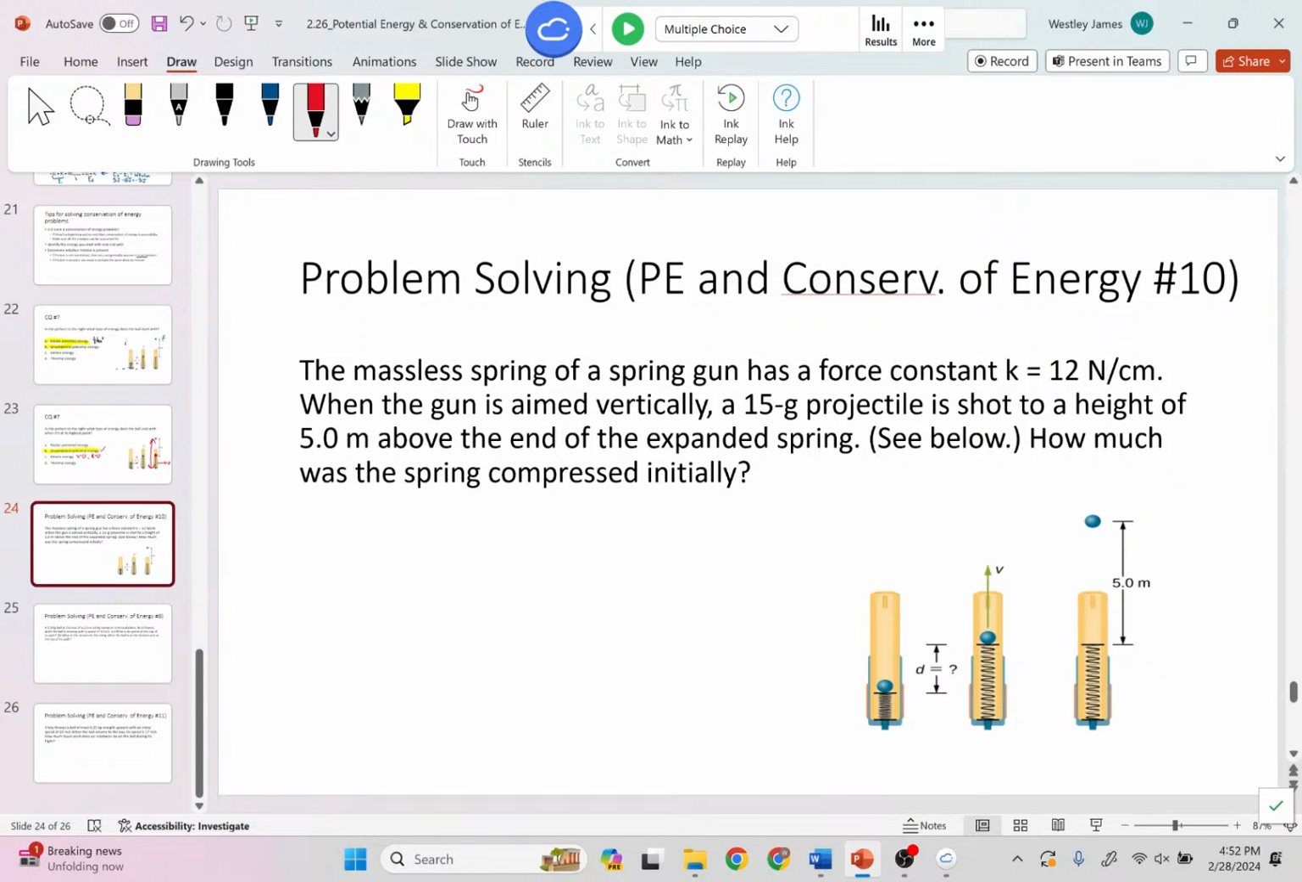So a massless spring of a spring gun has a force constant of K equals 12 newtons per centimeter. If you ever see centimeters, we're going to have to convert it. That's still true. When the gun is aimed vertically, a 15-gram projectile, we're going to have to convert that, is shot vertically to a height of 5 meters above the end of the expanded spring. See below. How much was the spring compressed initially? Okay.